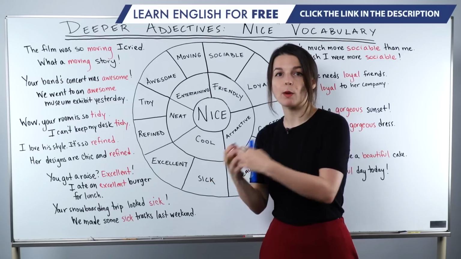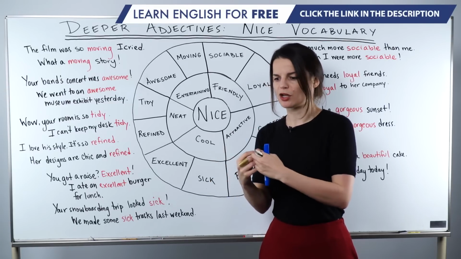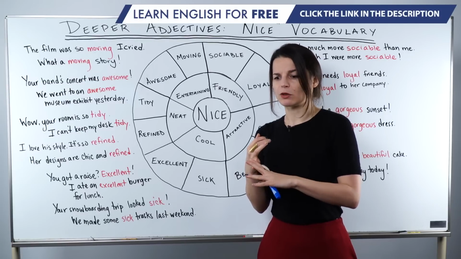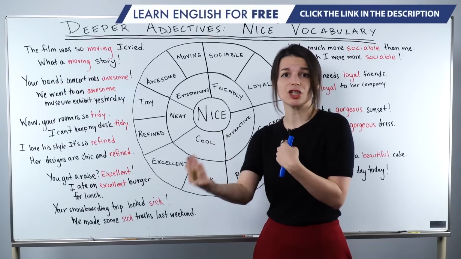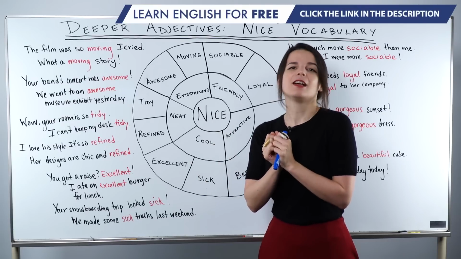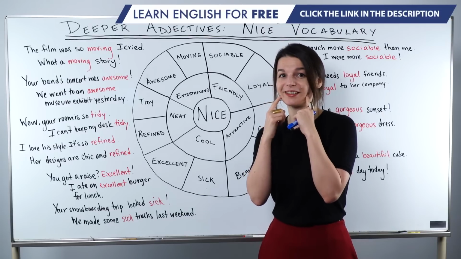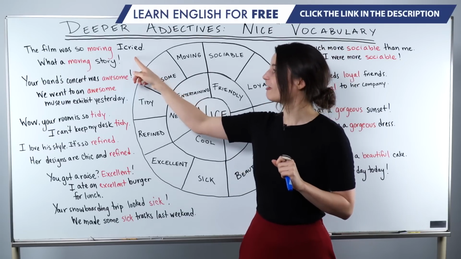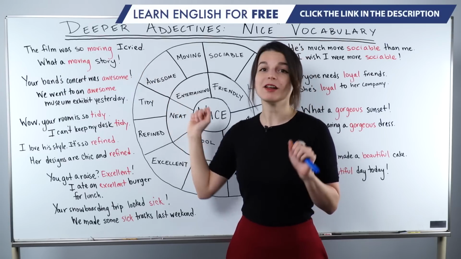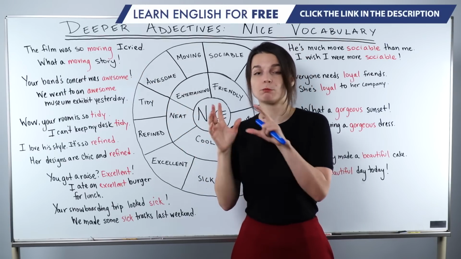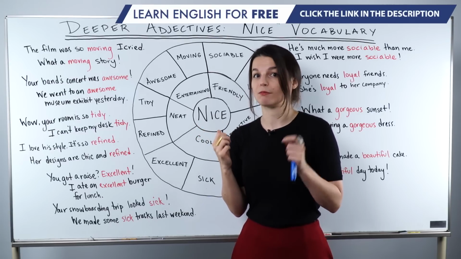Something is moving when it causes us to feel emotions. And those emotions are usually like sadness, or we feel maybe a sense of loss, or we feel a connection to characters in the story. So a moving story often causes us to cry a little bit. So some examples then. The film was so moving, I cried. Or, what a moving story. So moving refers to something that causes you to feel those strong emotions.